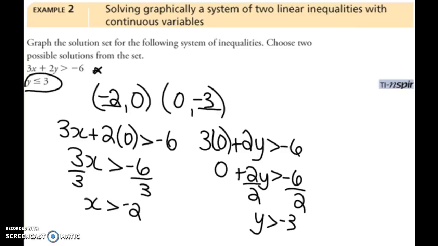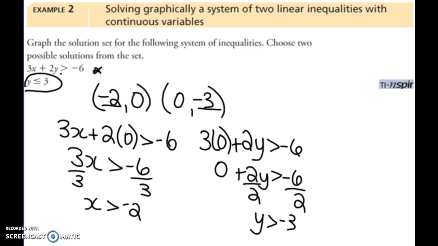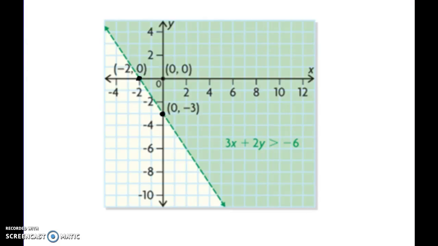If we move to our graph, this one has the first one already drawn on it. Remember, our points were 0 and minus 2. So we went minus 2 over, 0 up. And then we went 0 over, minus 3 down. Again, our equation was a greater than sign. It was not greater than or equal to, so that is why we have a dotted line through these points.